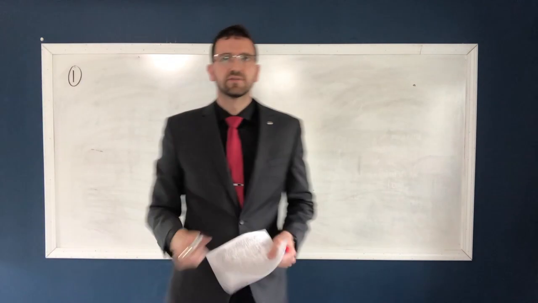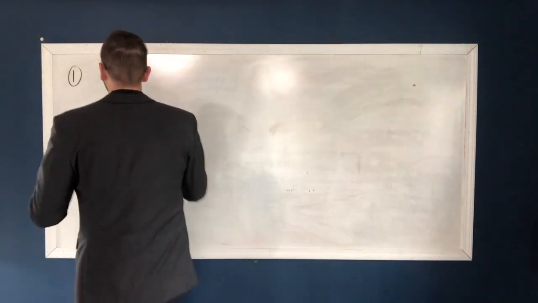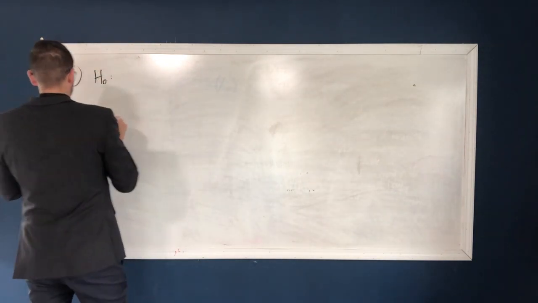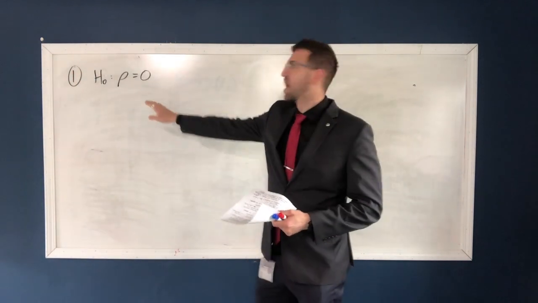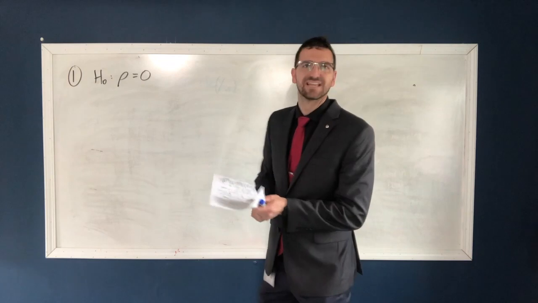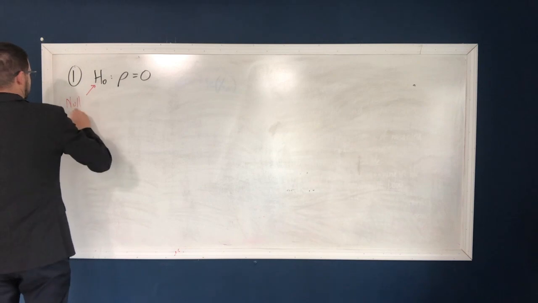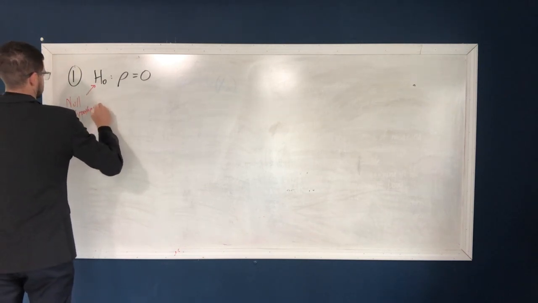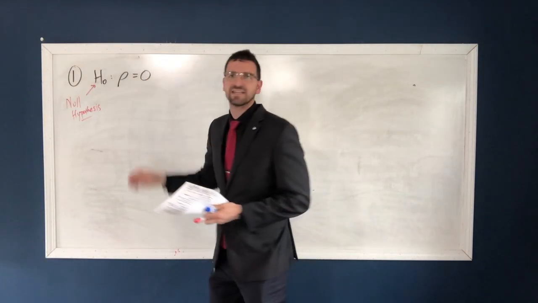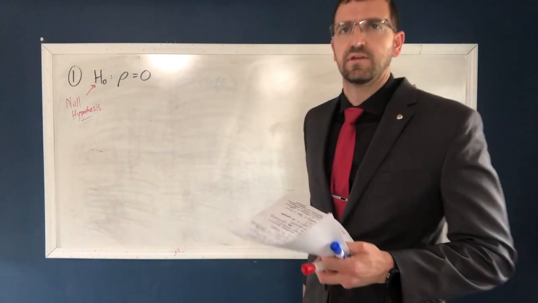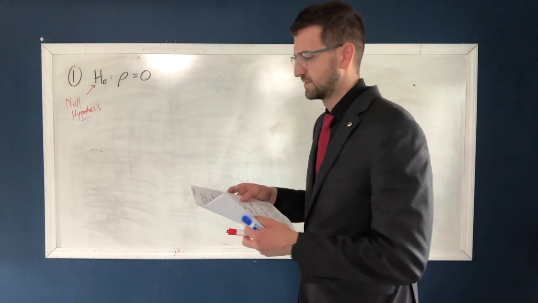So this is our first step in calculating a t-test to test the difference between rho and 0. H0 means the null hypothesis, so I'll write that in. The null hypothesis is rho equals 0. Rho represents the population correlation.